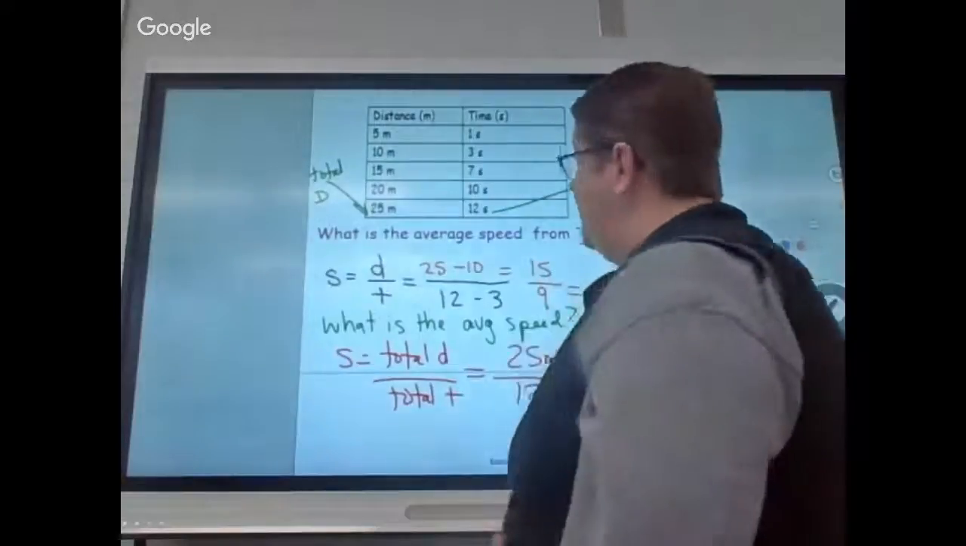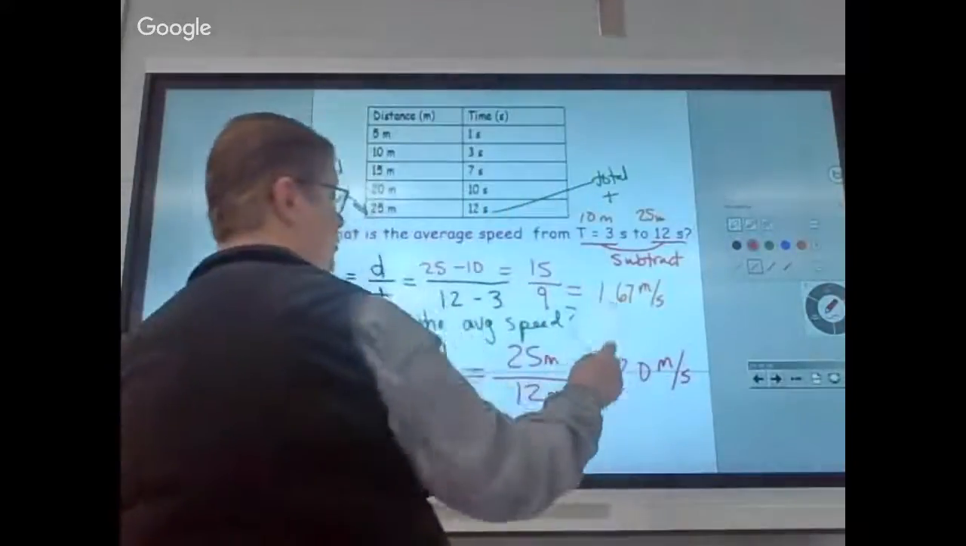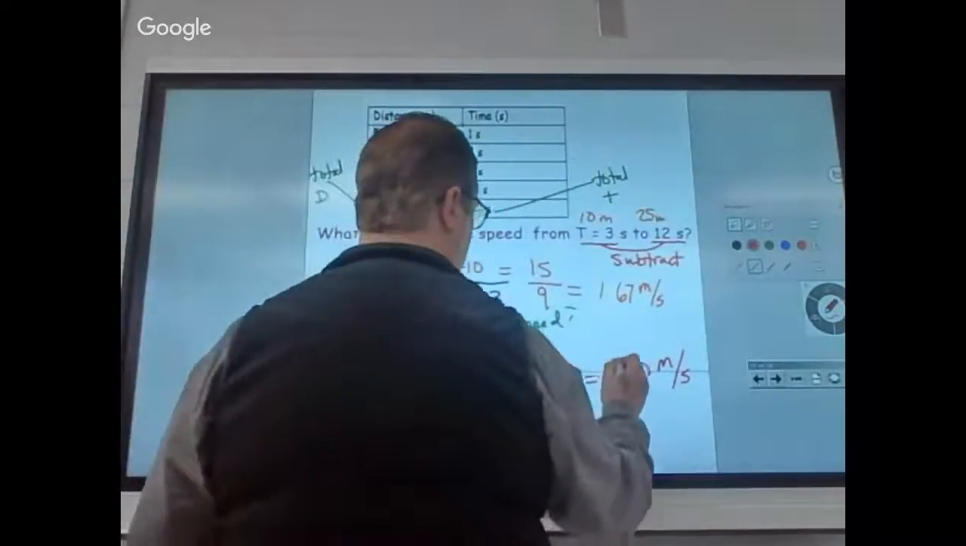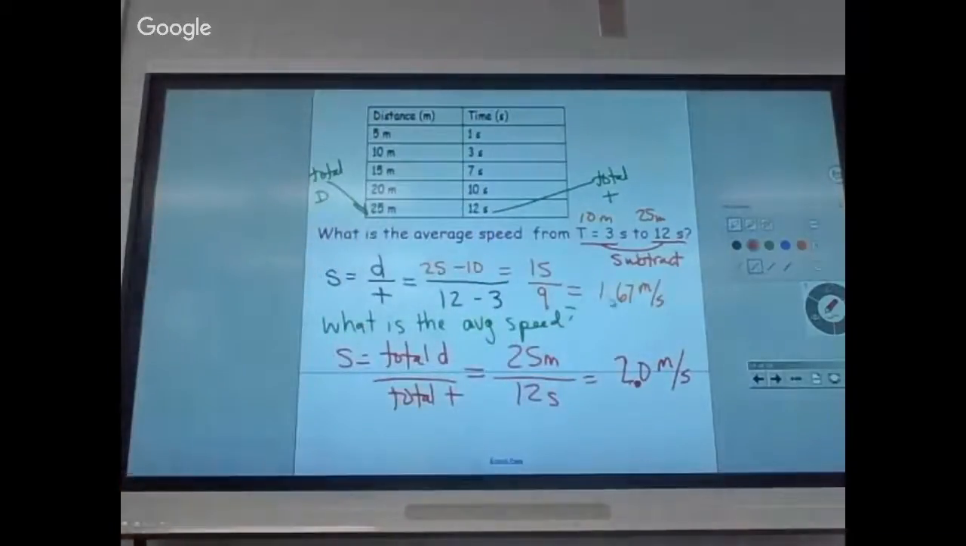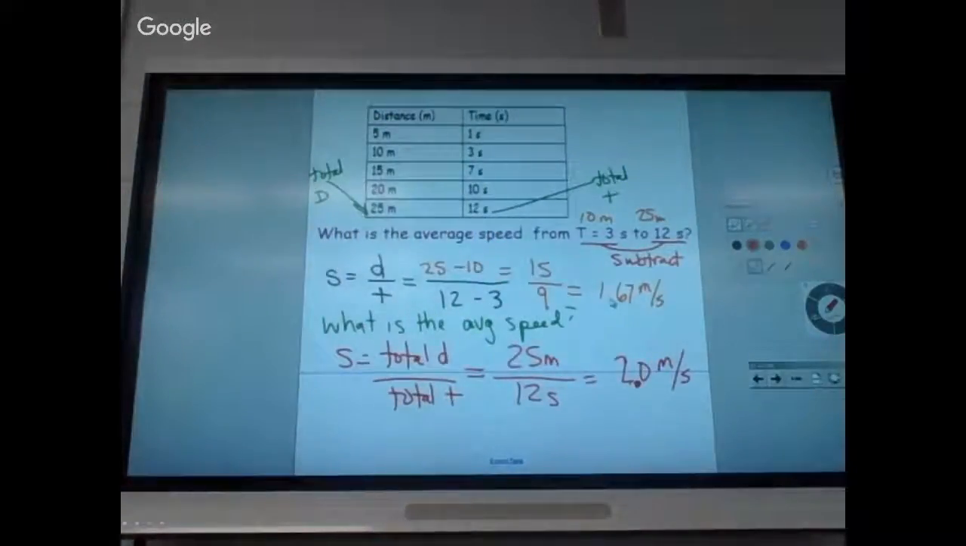Now, if you look at these two, 1.67 to 2.0. Is your speed constant? Did the numbers stay the same? No. So your speed is not constant, it's average. If the numbers had stayed the same, you would have known it was constant speed. But because it's changing, you know it's not constant speed.